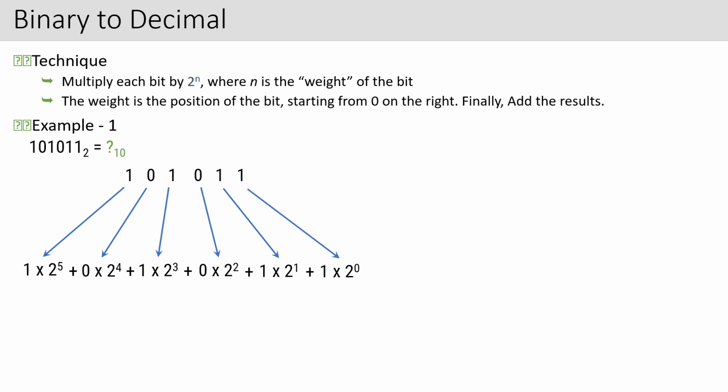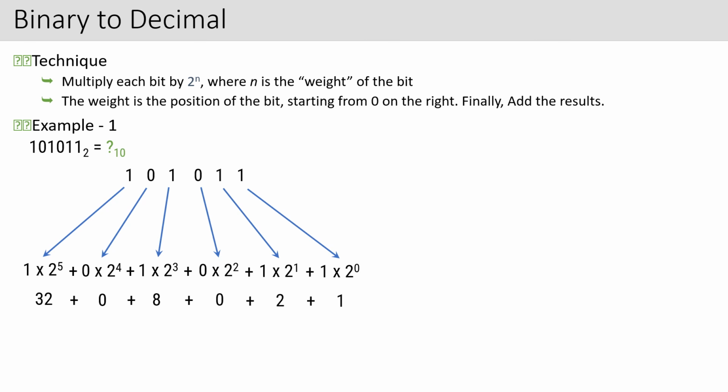Now what will be the answer? 1 into 2 to the power 5 means multiply 2 by itself 5 times, you get 32. Anything multiplied by 0 is 0. 1 into 2 to the power 3 is 8. 0 into 2 to the power 2 is 0. 1 into 2 to the power 1 is 2. And anything to the power 0, the value is 1. So the value of 2 to the power 0 will be 1, and 1 into 1 is 1.